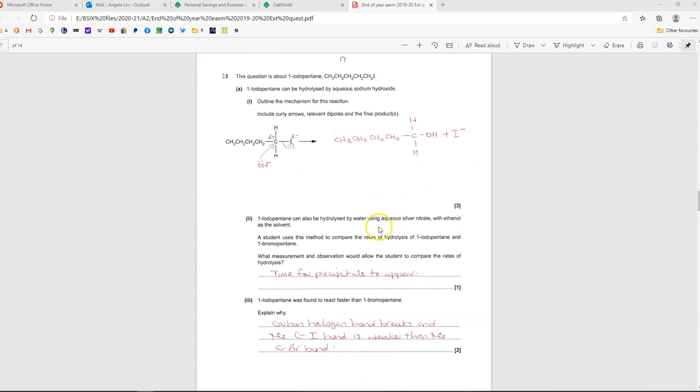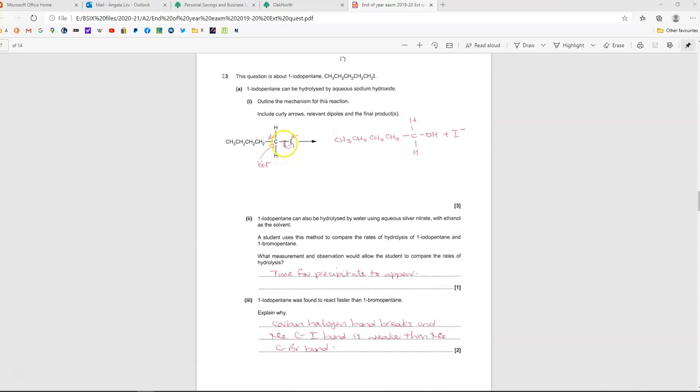Okay, question 23. This is a mechanism, iodopentane being hydrolysed by sodium hydroxide. So this is a substitution. Now you need to show the lone pair on the oxygen. You need to show it coming into the carbon, the positive carbon, delta positive, delta minus. You need to have that on there. Obviously, as the oxygen attaches itself, a covalent bond is formed between the carbon and the oxygen.